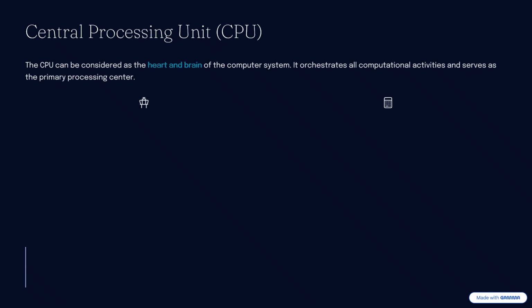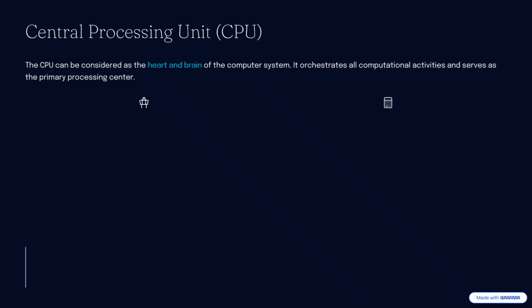The function of the control unit is to control and coordinate all the activities of the computer system. It acts as a traffic controller, directing the flow of data and instructions throughout the system. It manages instruction execution sequences, coordinates the data movement between the components, and controls the timing of operations. This is about the control unit.